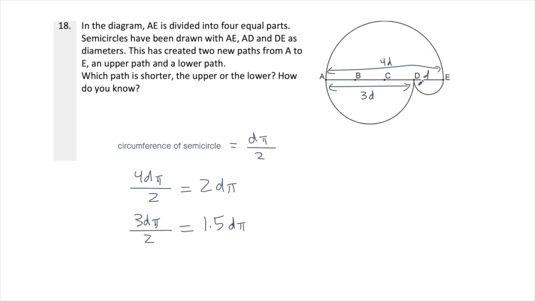Now let's figure out the circumference of this smaller semicircle. We can plug in d into our equation, and we get d pi divided by 2, which is equal to 0.5 d pi. The length of the lower path is equal to the sum of the two semicircles, so the length would be 1.5 d pi plus 0.5 d pi, which is equal to 2d pi. So that means the length of the upper path is equal to 2d pi, and the length of the lower path is also equal to 2d pi, so the answer to this problem is none, since the upper path and the lower path are the same length.